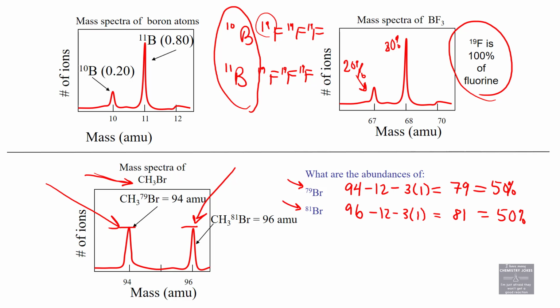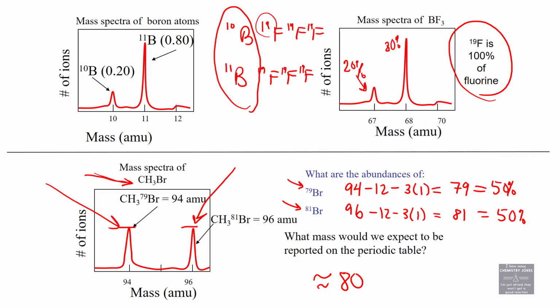There are a couple of isotopes like this that have pretty large percent abundances of each type. So if I'm reporting the mass of bromine on the periodic table, if it's 50-50, I expect the mass to be about 80. If you look at the periodic table, yeah, it's about 80. Officially, it's 79.9 grams per mole. So, yeah, that's about 50-50. There's officially a little bit more bromine 79 on the planet.